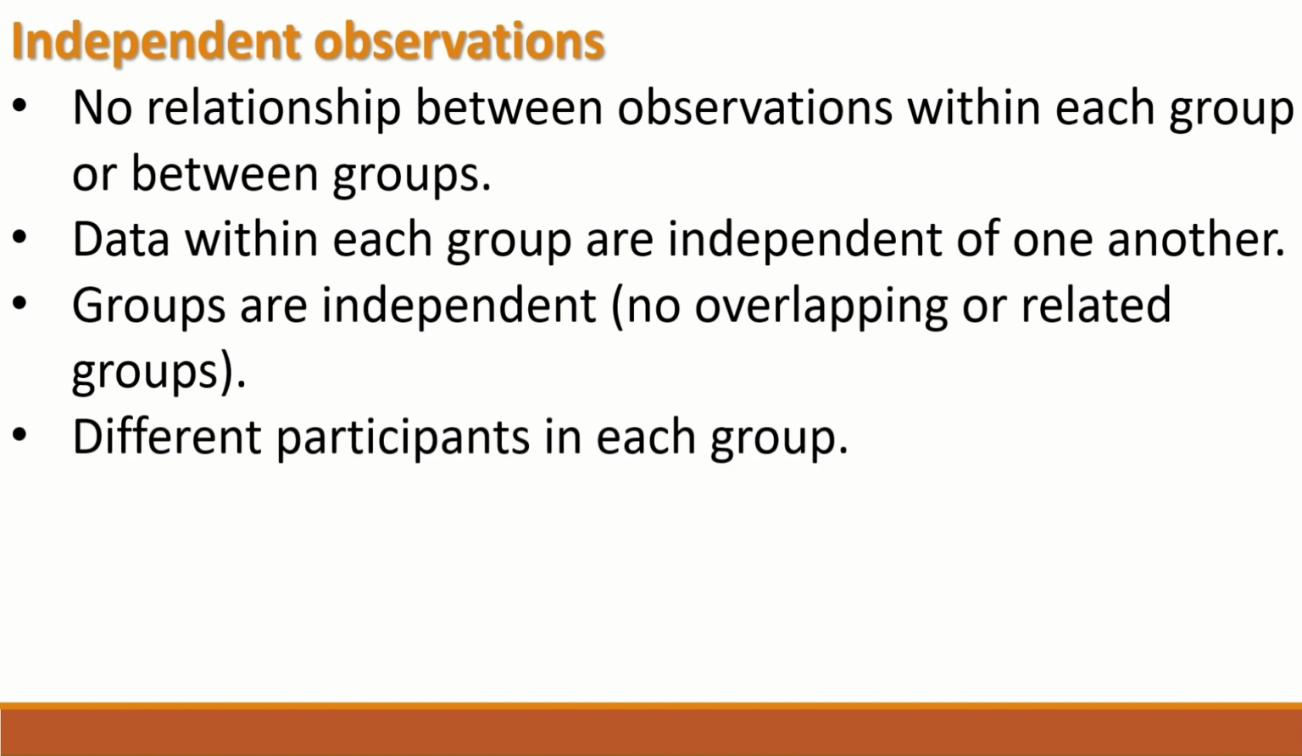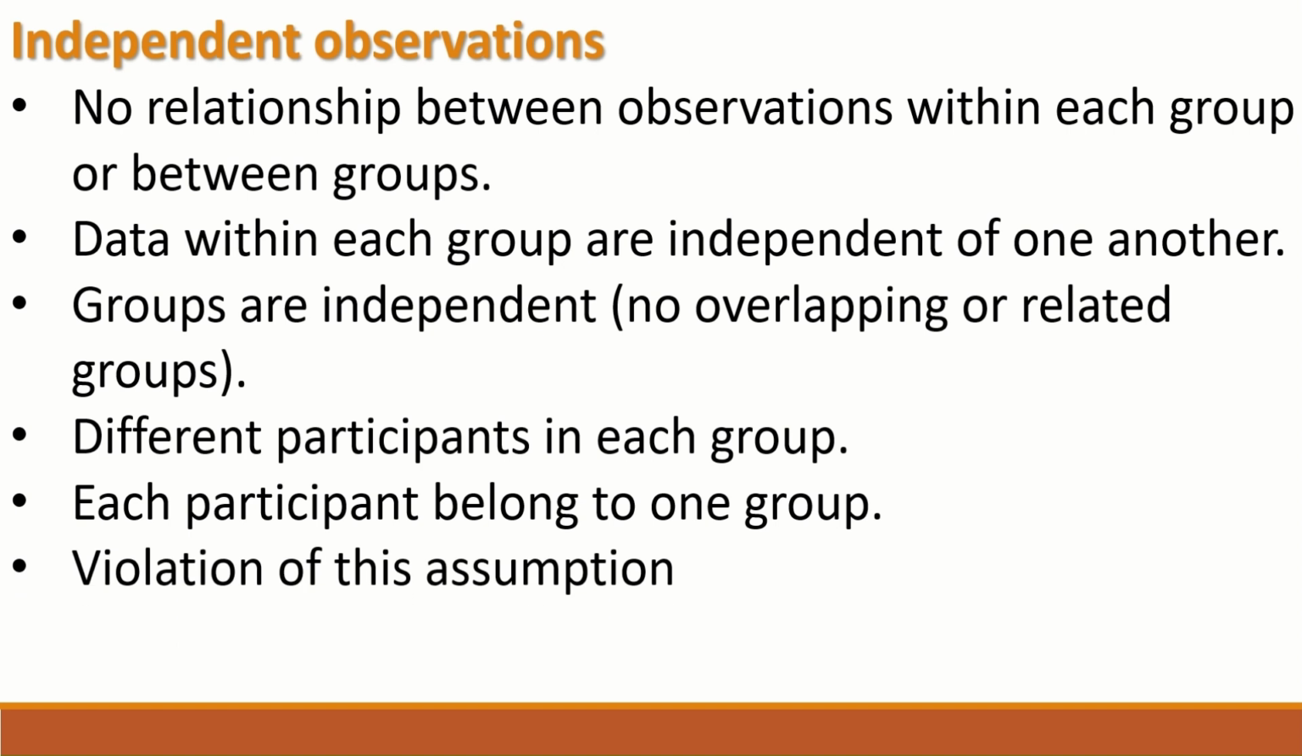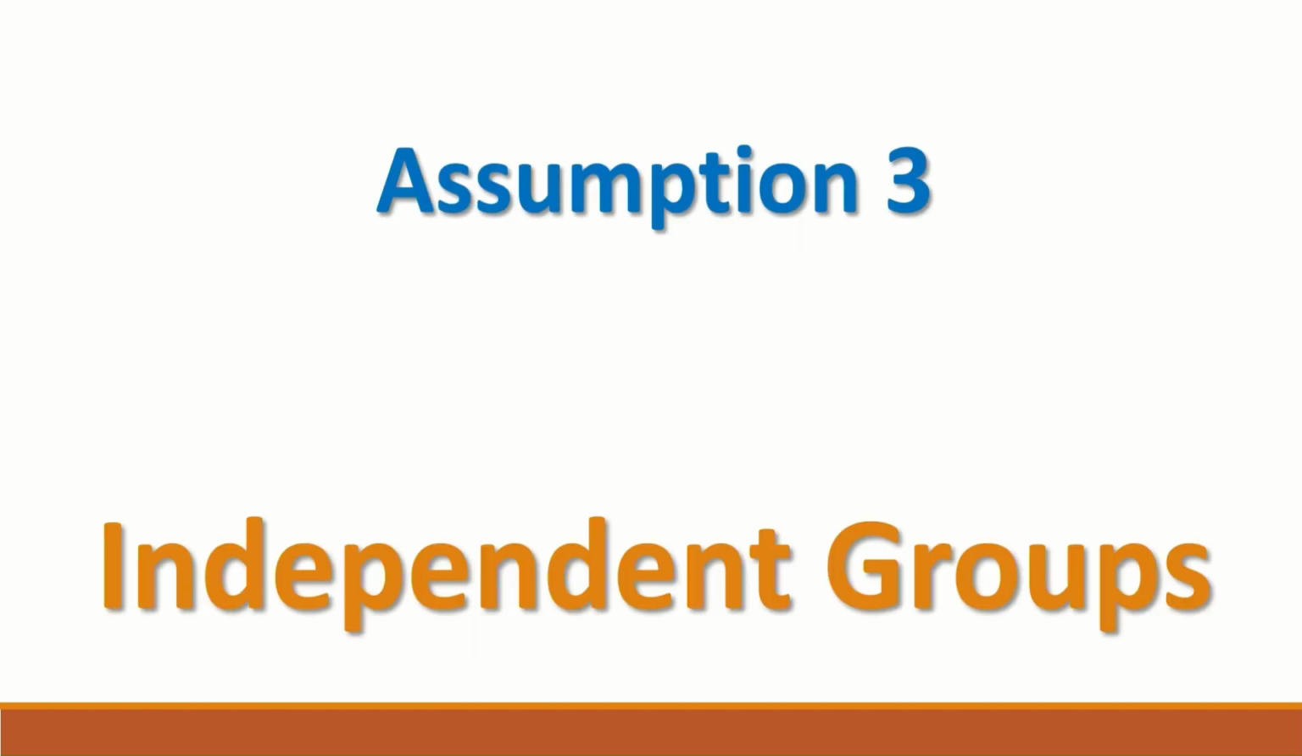That is the meaning for independent observations. Each participant belongs to one group. If this assumption is violated, then use an alternative test, which is the Friedman test.